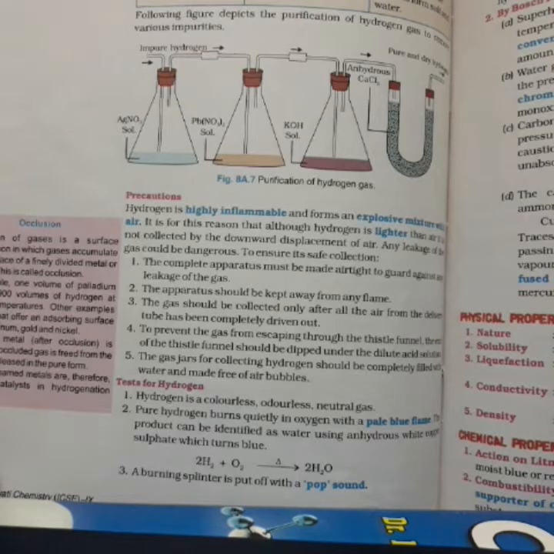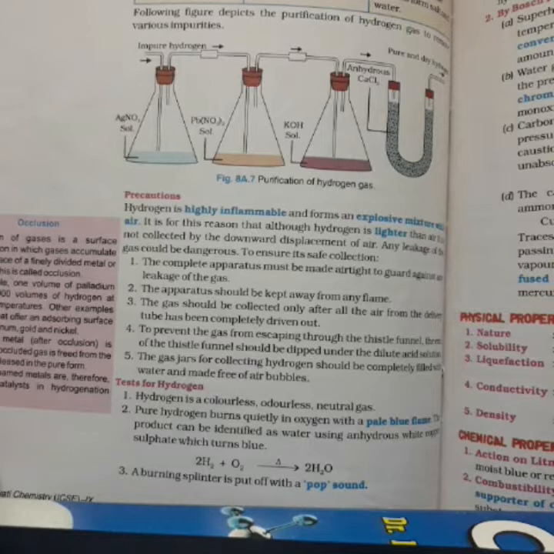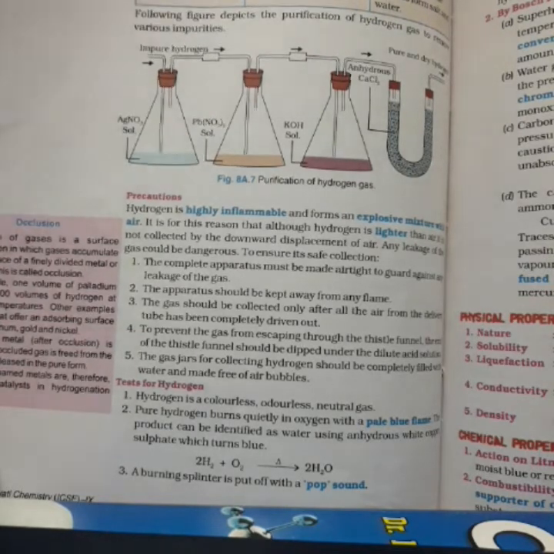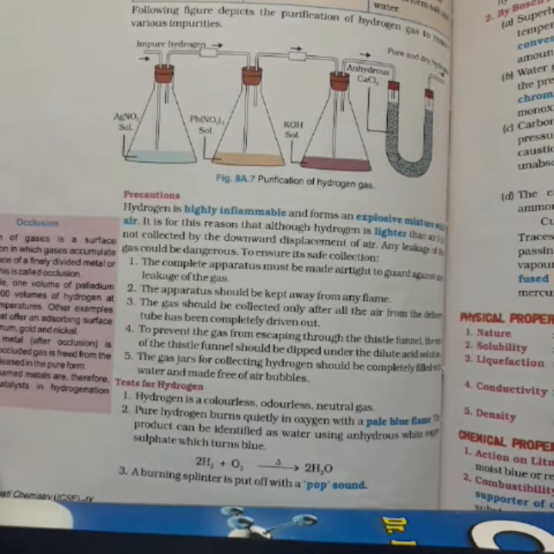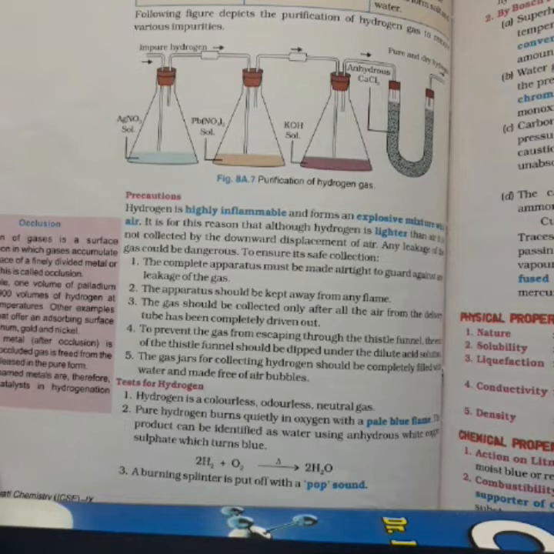So next, what you should learn is the method of collection. Hydrogen gas is collected by the downward displacement of water. Why is it collected by this method, downward displacement of water? Because it is almost insoluble in water. That is why it is collected over water by the downward displacement of water.